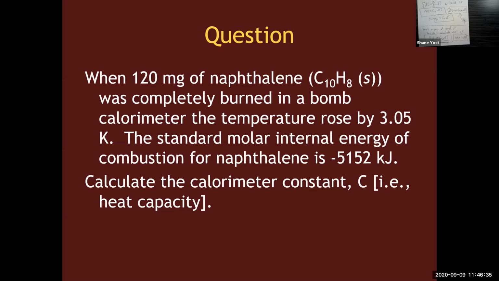The temperature rose by 2.05 Kelvin in this calorimeter. The molar internal energy of combustion of naphthalene is minus 5,152 kilojoules. And the question is, what is the calorimeter constant, i.e. the heat capacity for this calorimeter?